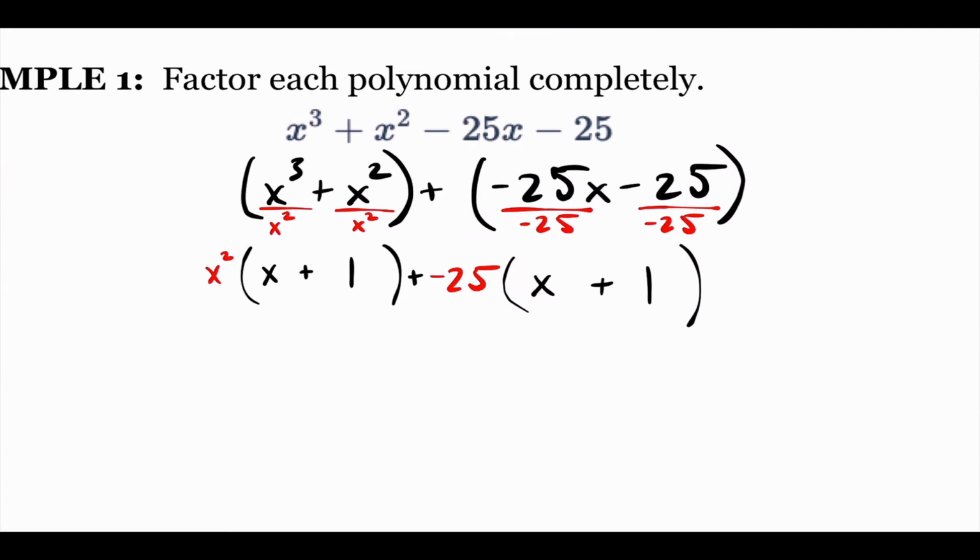Okay, so I started originally with 4 terms. Now, though, I don't have 4 terms. Now I only have 2 terms. That's the first one, and that's the second one. I only have 2 terms. Okay? Now, out of those 2 terms, the green and the purple, do they have anything in common?